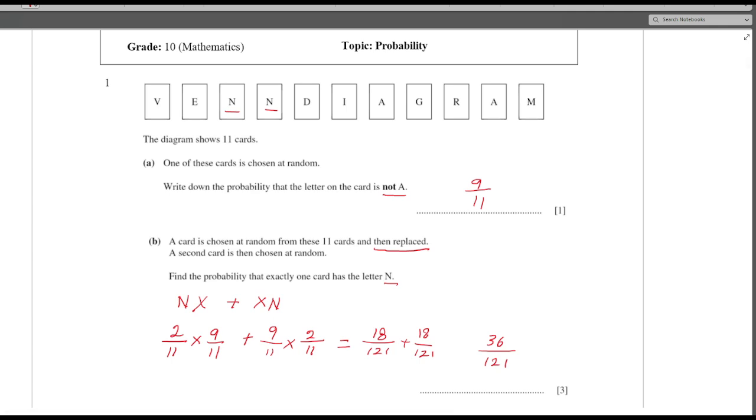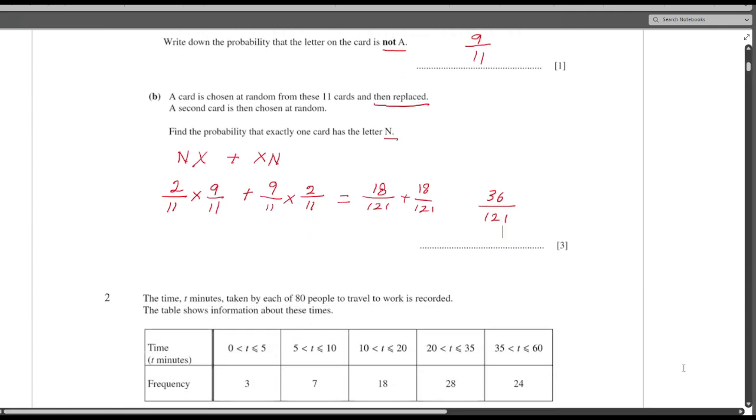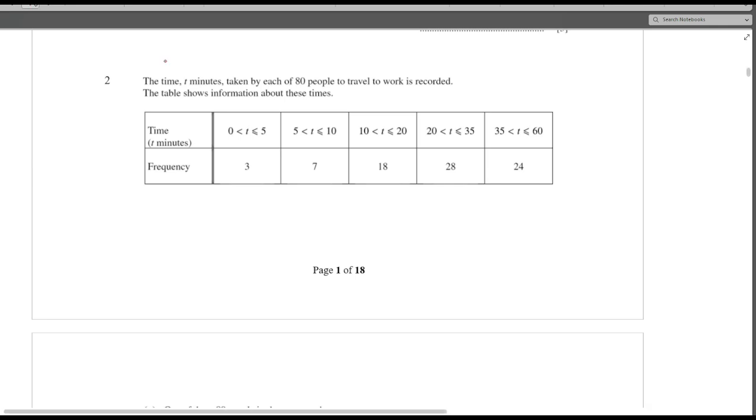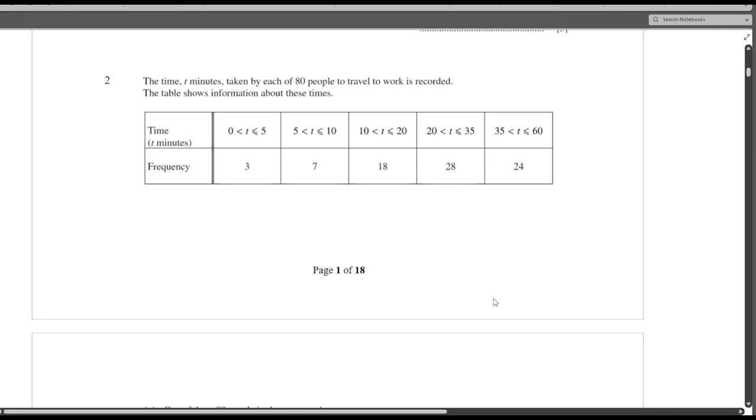Now let us go to the next question. The next question is, the time t minutes taken by each of 80 people to travel to work is recorded. The table shows the information about these times. Okay, so you can see time here. There are 3 people who require time between 0 to 5, 7 between 5 to 10, and so on.